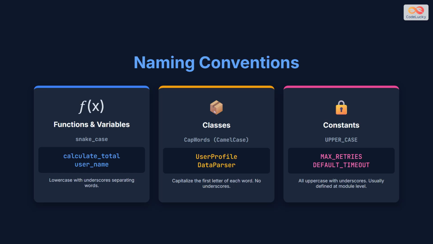Naming things is hard, but PEP8 makes it easier with standard conventions. Use snake case, that is lowercase words separated by underscores, for function names and variable names. Use camel case, where each word starts with a capital letter, for class names, and for constants, use all capital letters with underscores.